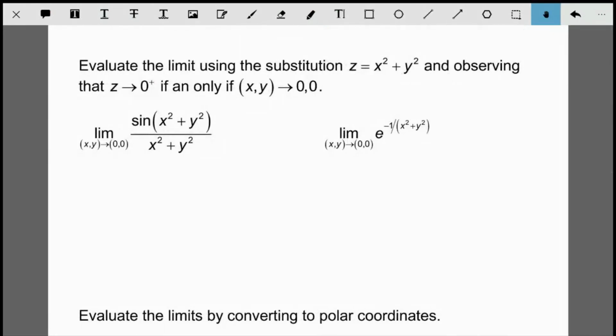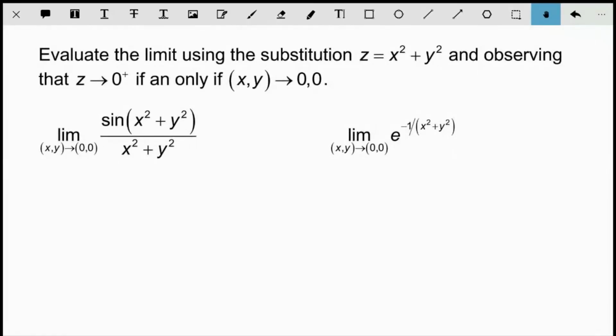All right, last thing here, I put some special limits on here. There are some special situations where we can evaluate limits of multivariable functions. It really only works in certain circumstances where we can do substitutions that allow us to essentially treat these as single variable functions. So notice what they asked you to do here. It says evaluate the limit using substitution z equals x squared plus y squared, and observing that z is approaching 0 from the right if and only if x and y are both approaching (0, 0).